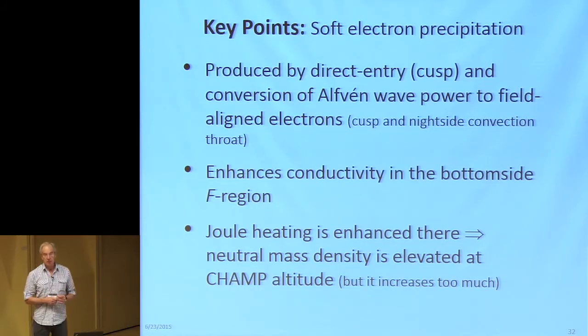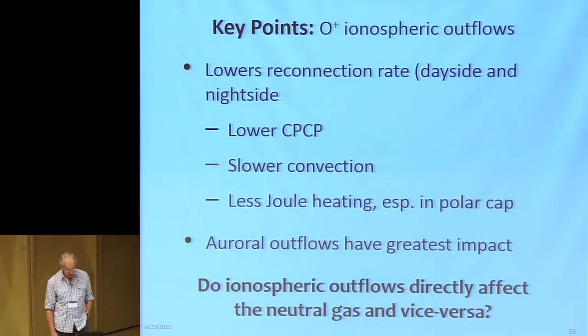Soft precipitation, electrons. These are produced mainly by direct entry from the cusp. Magnetosheath electrons are relatively low energy, and also conversion of Alfvén wave power to field line electrons, both dayside and nightside. It enhances the conductivity on the bottom side F region, not down in the E region, but bottom side F region. And that enhanced Joule heating tends to elevate the mass density that's seen at CHAMP altitude, but it elevates it too much if that's the only effect that you include in these simulations.